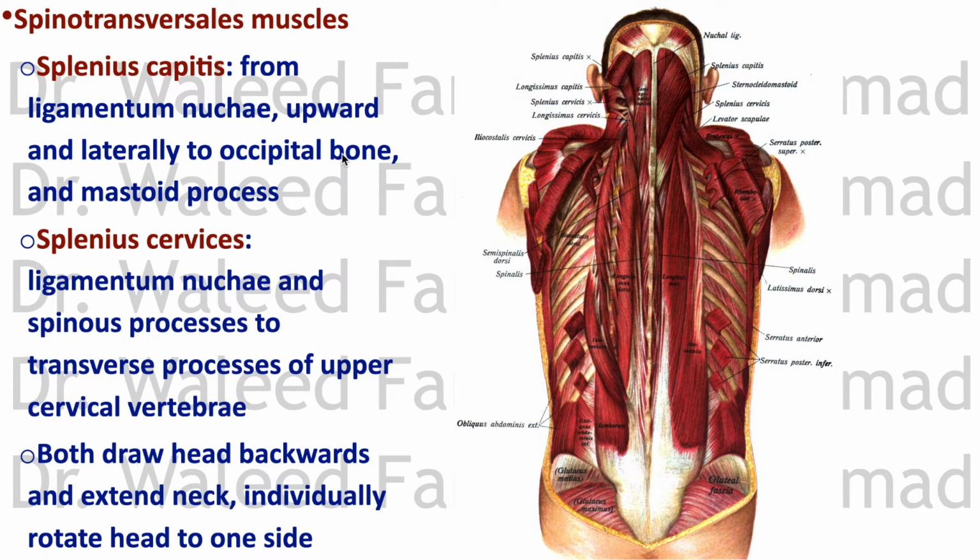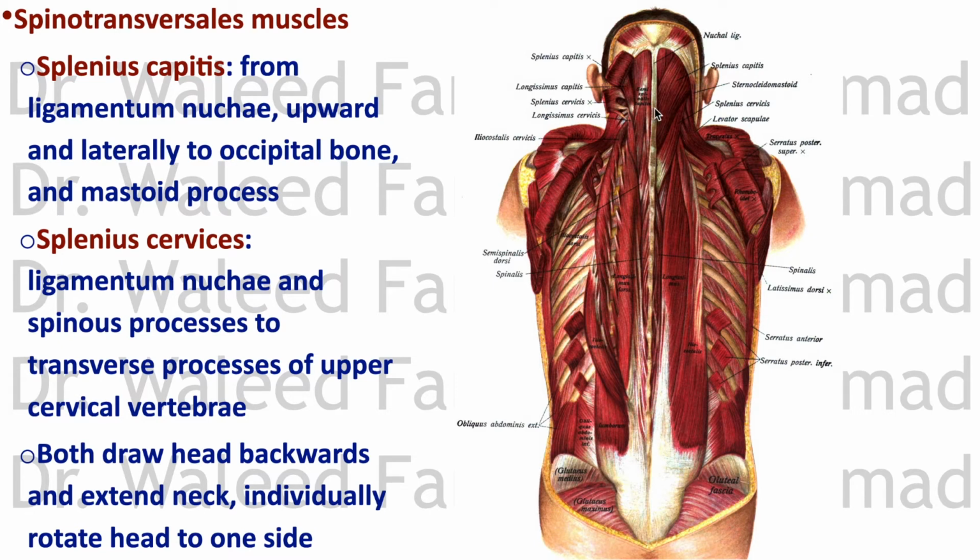Okay, the spinotransversalis muscles, the splenius capitis and cervicis. The splenius capitis, as you can see here, goes from the ligamentum nuchae upward and laterally to the occipital bone and the mastoid process, while the splenius cervicis goes from the ligamentum nuchae and spinous processes upward to the transverse processes of upper cervical vertebrae. Both muscles draw the head back and extend the neck, and individually on one side rotate the head to their side. Okay, so extension and rotation of the head.